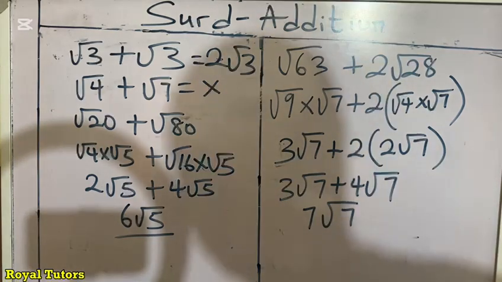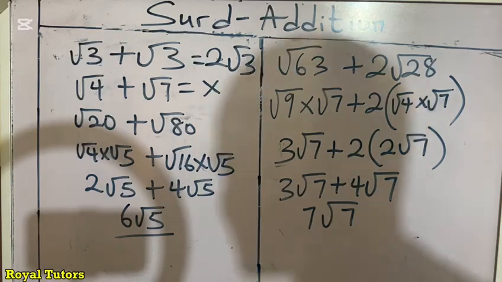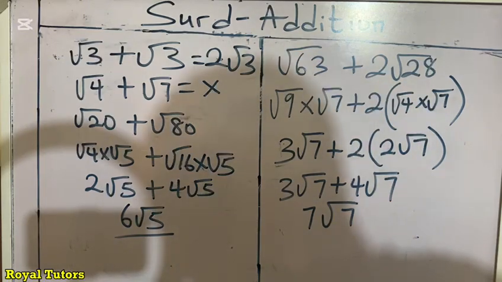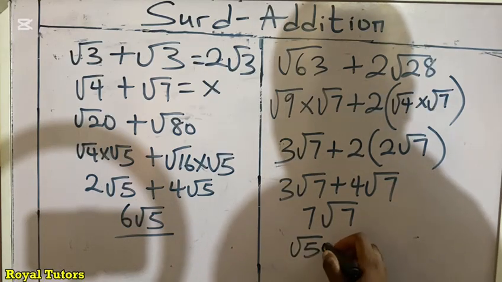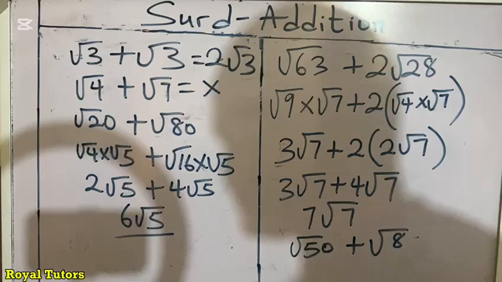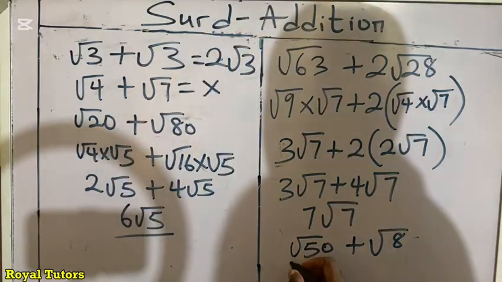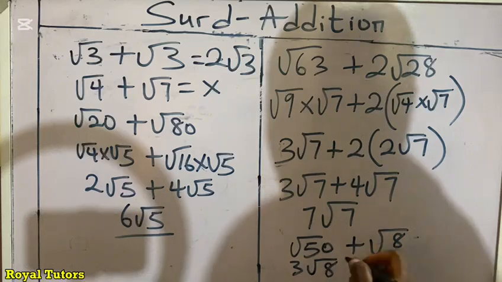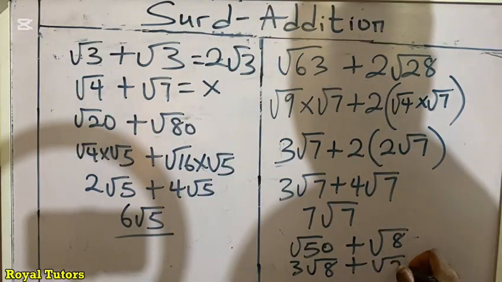So I'd like you to try this question below for practical understanding of this particular topic. Let's say you have root 50 plus root 8. What is going to be your answer? Or let's say we also have 3 root 8 plus root 2. What is going to be your answer?